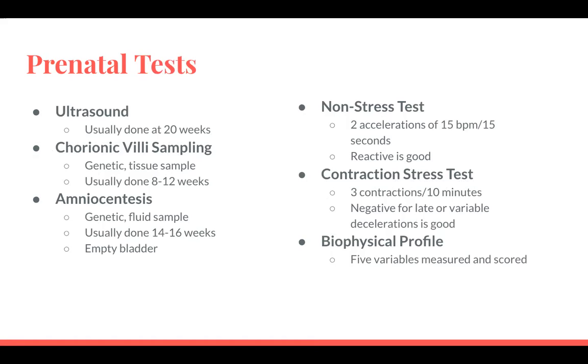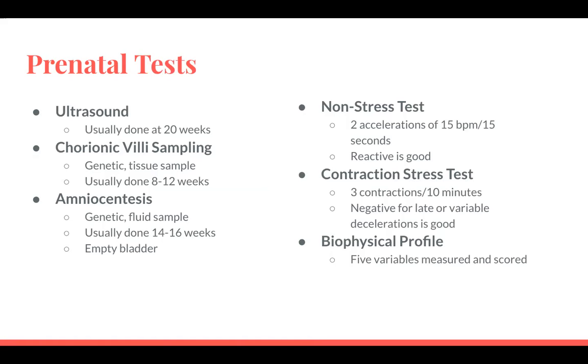Chorionic villi sampling, know that you can do it for genetic testing, and it's usually done at 8 to 12 weeks. The amniocentesis tests the fluid, and we'll talk about the fluid a little bit later. Usually done by 14 to 16 weeks.